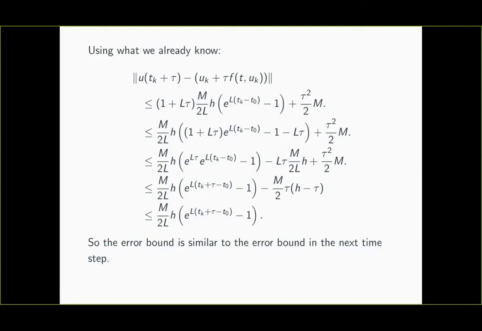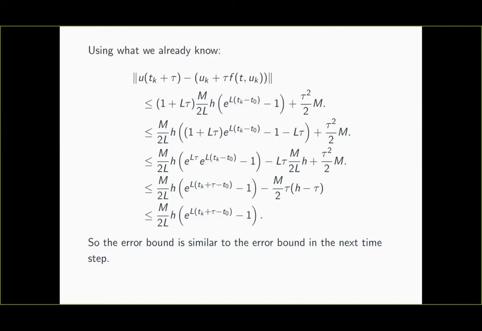Now we can simplify a little bit. For example, I can summarize these exponentials, and I get the exponential of L times (t_k plus tau minus t_0). And I can also simplify the terms outside of the bracket. So what I get in the end is m over 2L times h times (the exponential of L times (t_k plus tau minus t_0) minus 1). And then outside the bracket, minus m over 2 times tau times (h minus tau).